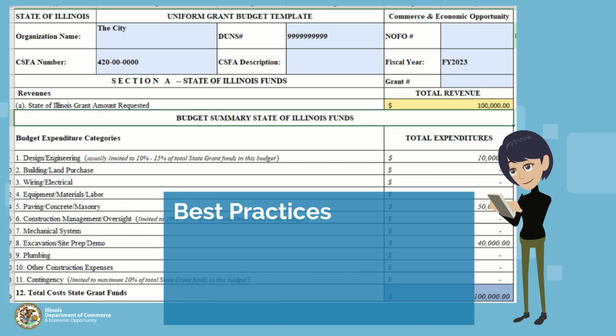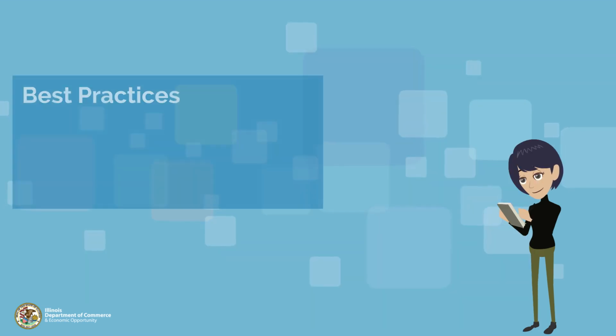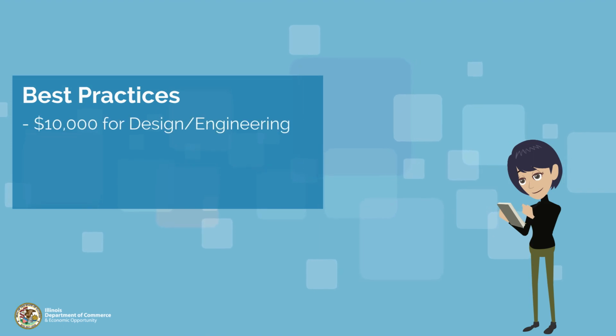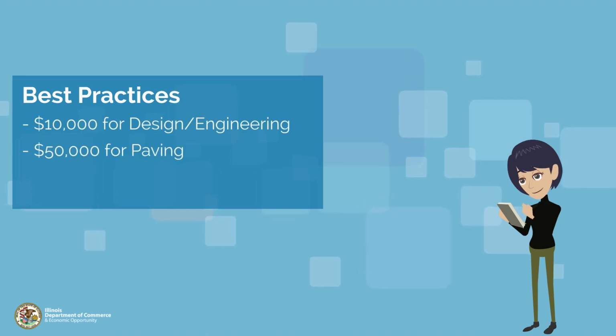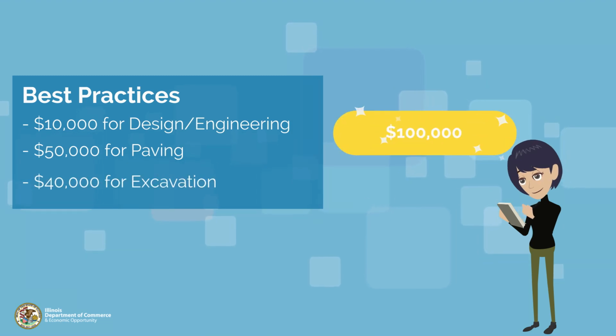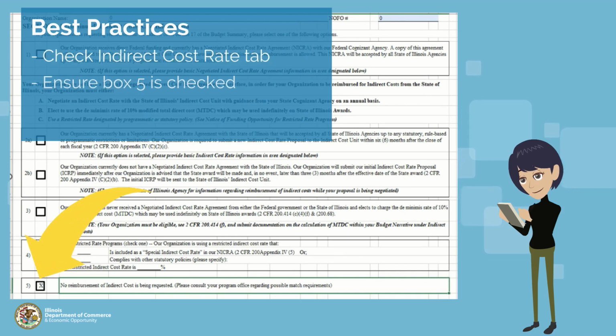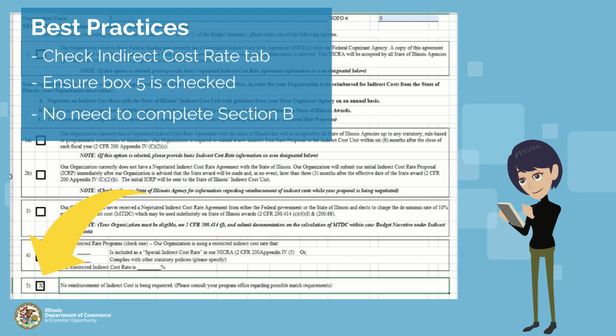For this example, the grantee has been awarded a $100,000 capital grant with the intent to build a parking facility for the city. The city will not be contributing any dollars outside of the state grant for the project. We will be using $10,000 for design and engineering, $50,000 for paving, and $40,000 for excavation for a grand total of $100,000. Next, we will click on the Indirect Costs tab to make sure number 5, No Indirect Costs Will Be Reimbursed, has been marked. Since no other funding will be involved in this project, we do not need to complete Section B.